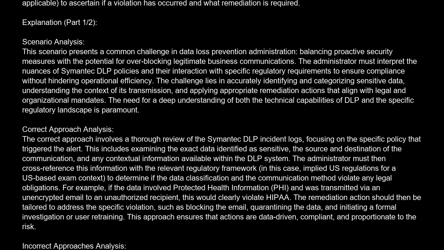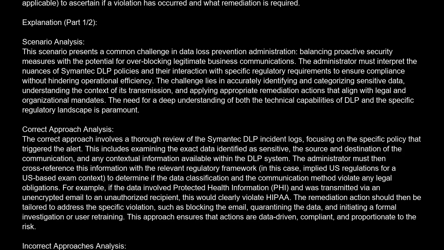obligations. For example, if the data involved protected health information, PHI, and was transmitted via an unencrypted email to an unauthorized recipient, this would clearly violate HIPAA. The remediation action should then be tailored to address the specific violation, such as blocking the email, quarantining the data, and initiating a formal investigation or user retraining. This approach ensures that actions are data-driven, compliant, and proportionate to the risk.